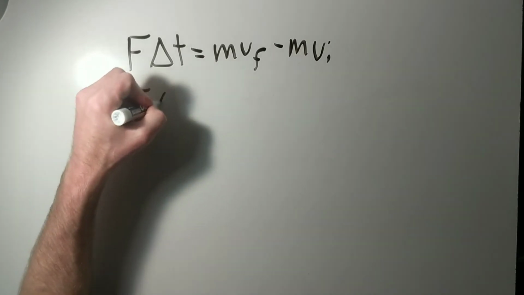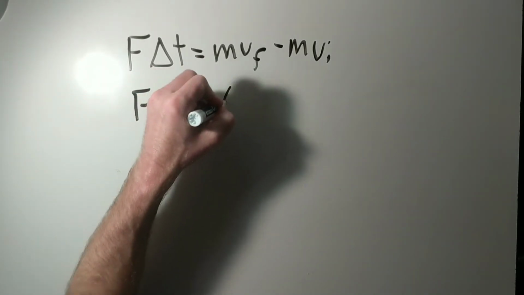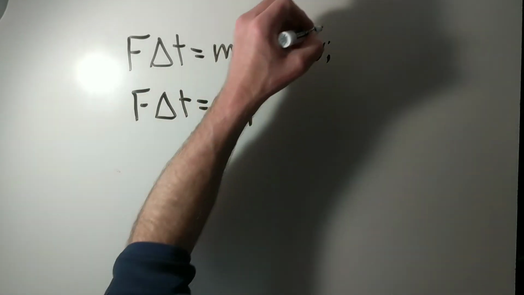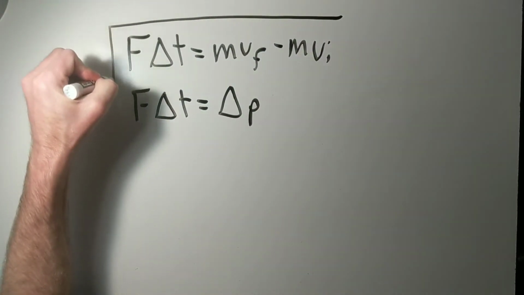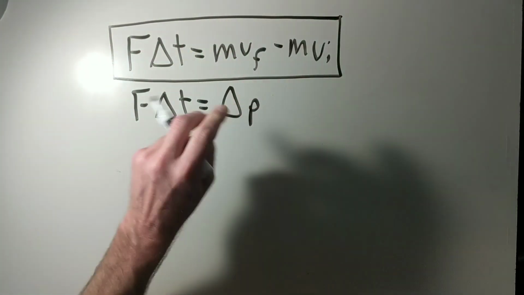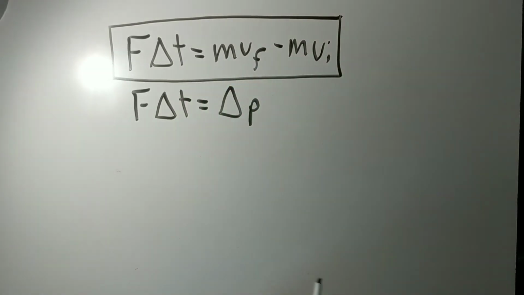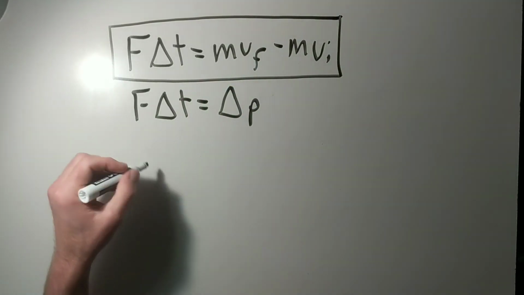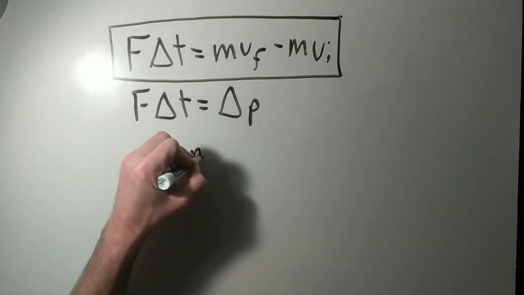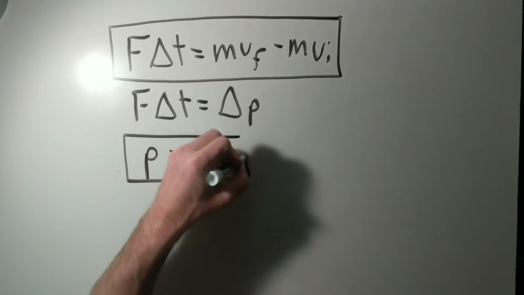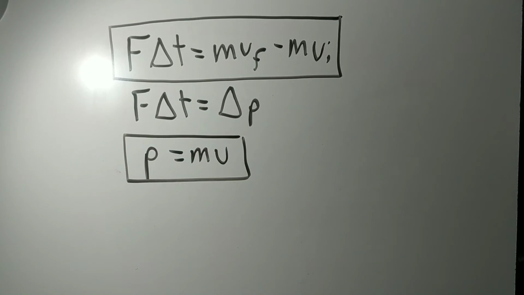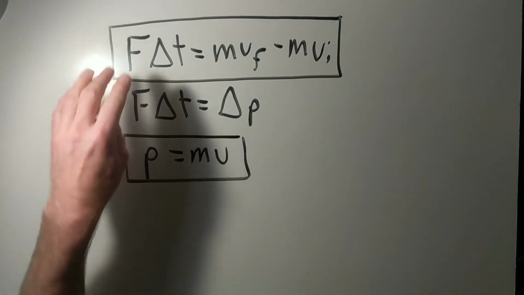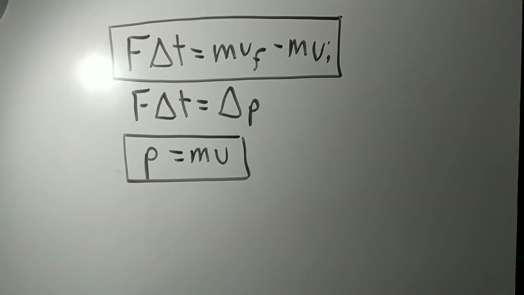Some people just say force times change in time is change in momentum, but this is the one I like the best. Force times time equals mv final minus mv initial, because everything's right there and you can just plug it in. So we've really had two big equations so far. The first one is that momentum is just mass times velocity. And the second one is that force times time is equal to the change in momentum. This is impulse, this is change in momentum. They're the exact same thing.